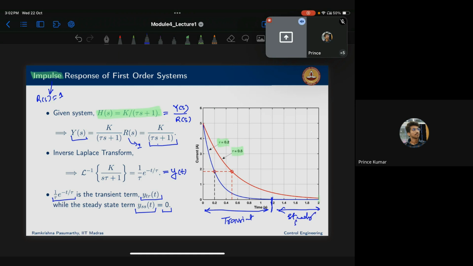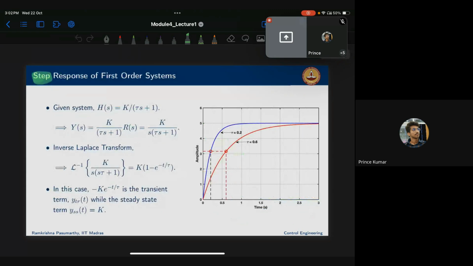Okay, transient state and steady state. So when we give this impulse signal, this term would become 1, which gives us this as the response. Okay, now give the step signal. Now this would become what? 1 by s. So here you'll have 1 by s. Again, if you apply the inverse Laplace, you would be getting it like this.